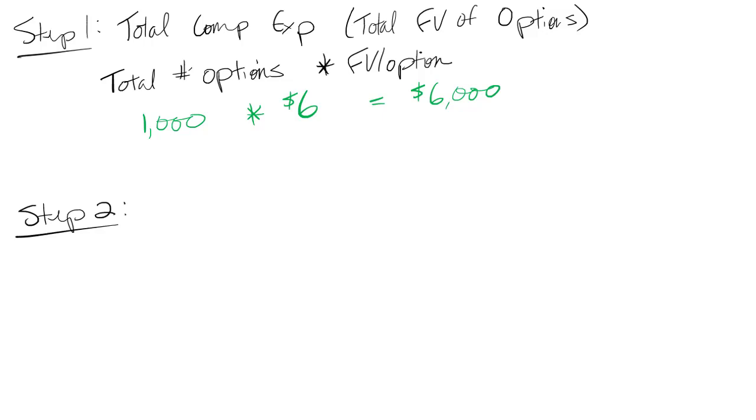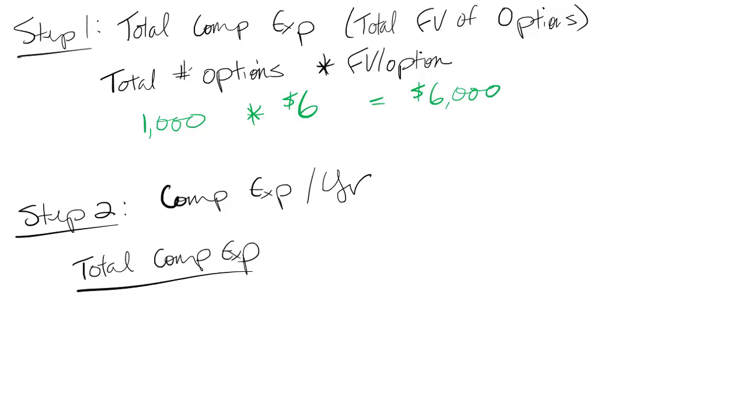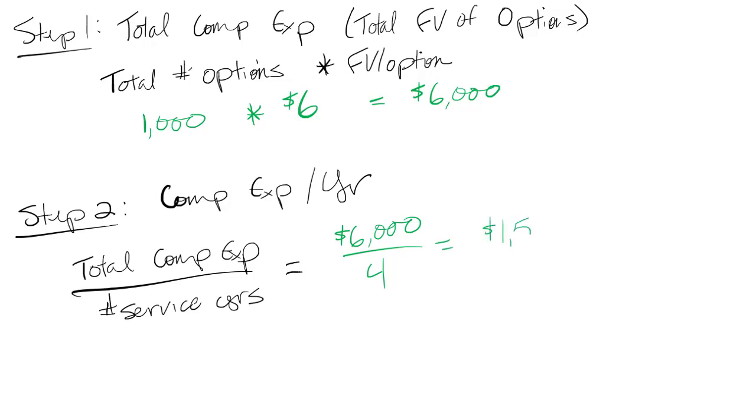Step 2. Next, we're going to get the compensation expense per year. And to do that, I take my total compensation expense and I divide by the number of service years. So for Alice, the total compensation expense is this $6,000. And from our graph, we know that it'll be 4 years before she earns them. So $1,500 per year. That's what she's earning each year.